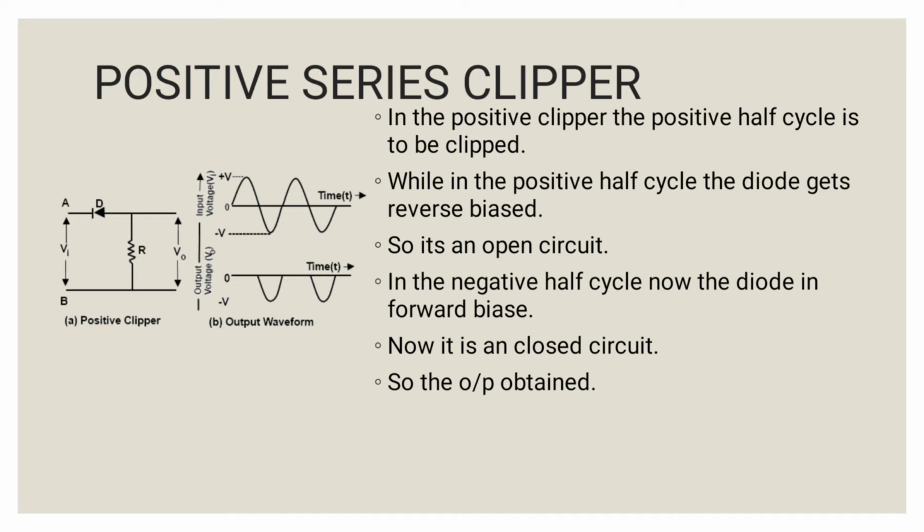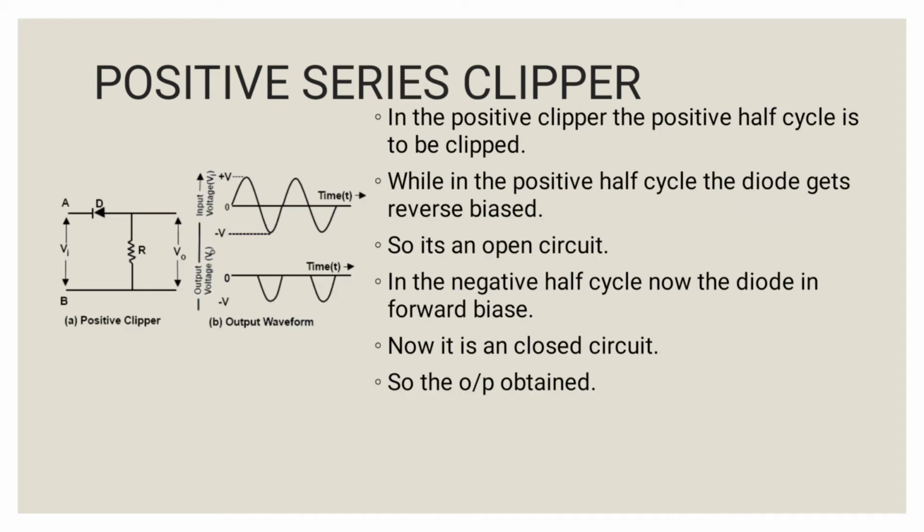But when the applied sine wave reaches the negative half cycle, the diode terminals change. The anode is connected to the positive and the cathode is connected to the negative. Now the diode is in the forward bias condition and acts as a closed circuit. Now we get the output waveform as the negative portions only. In this clipper, the positive portion of the applied sine wave is removed. This is called the positive series clipper.